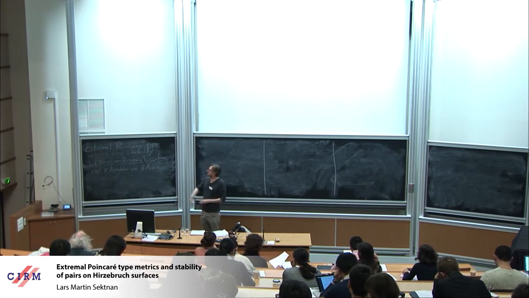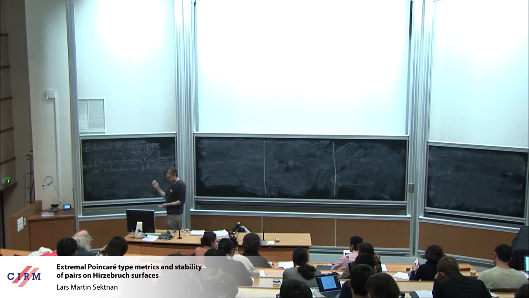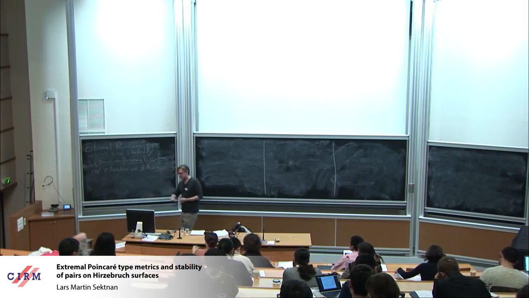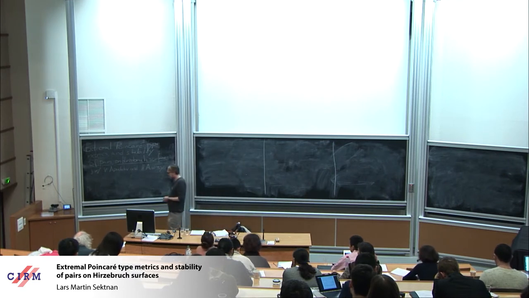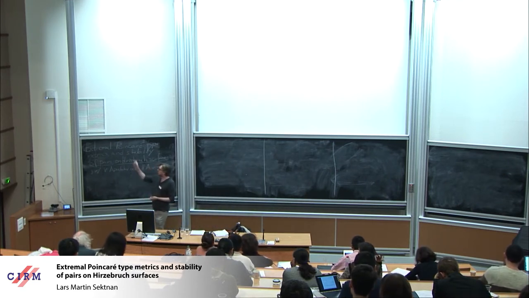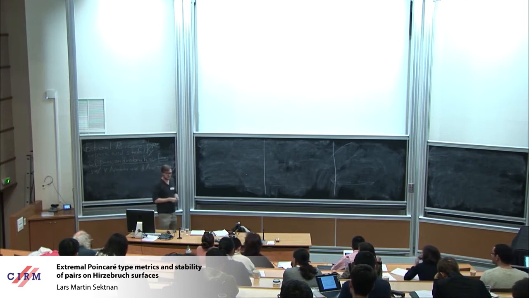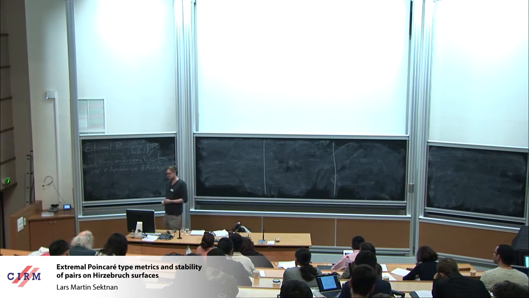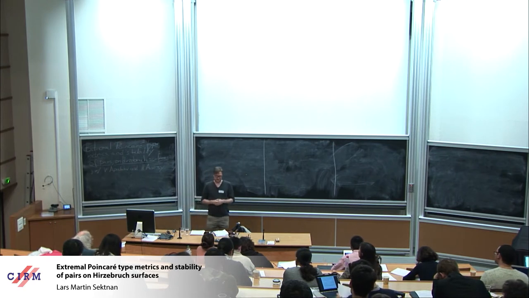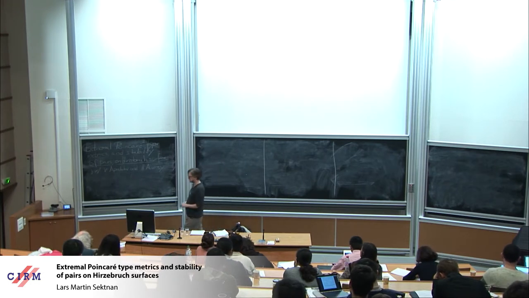All right, so I will be talking about extremal Poincaré type metrics and also stability of pairs. And really what I want to advertise is somehow that you shouldn't only be considering extremal Poincaré type metrics for the metric version of a conjecture by Donaldson. So the first thing I want to do is to get to the point where I explain what that conjecture is, and then I'll talk about the results and how they relate to that conjecture.